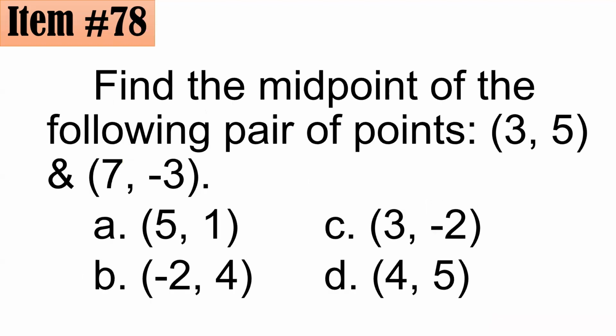78. G2 po yata napunta. Find the midpoint of the following pair of points. 3, 5, and 7, negative 3. Is it A, B, C, or D? Okay, marami pong convince sa letter A.